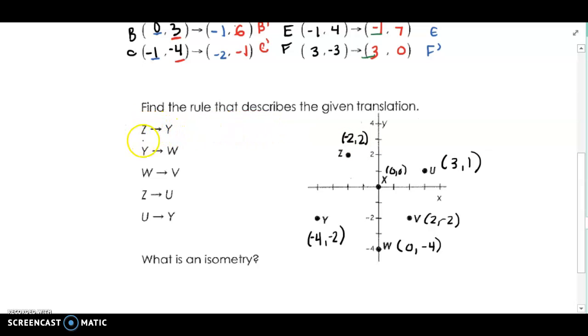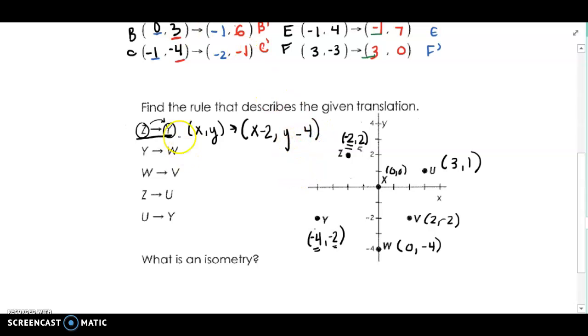Now we're going to find the rule that takes point Z to point Y. So here's my Z, here's my Y. So I'm going to compare my X coordinates first. Okay, so my rule says X, Y goes to, now I'm going from a -2 to a -4. So I'm subtracting 2 from my X coordinate, so X minus 2. And my Y, I'm starting at a 2 and I'm going to a -2. So 2 minus 4 is -2, so it'd be a Y minus 4.